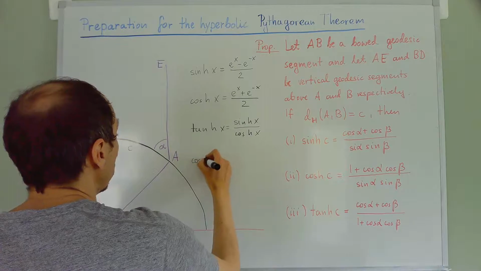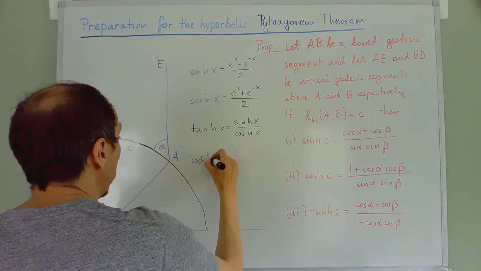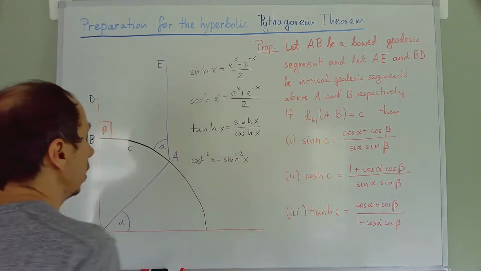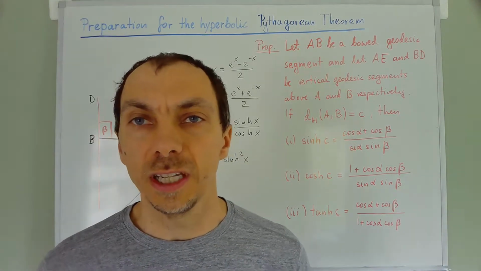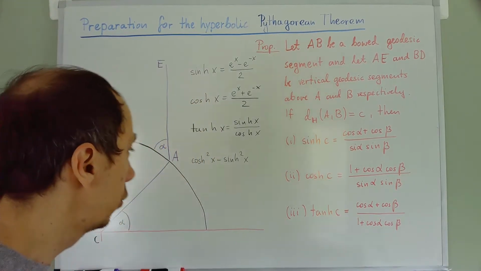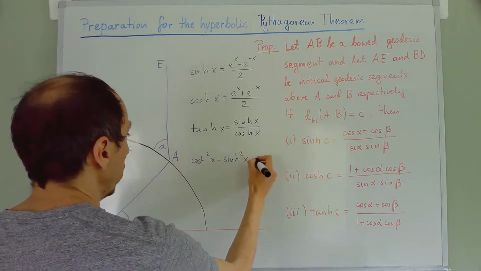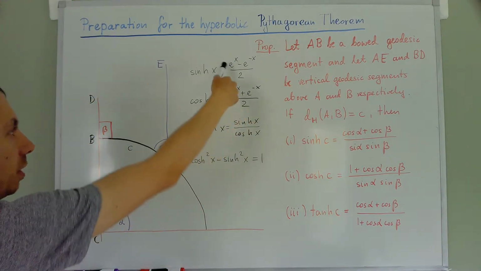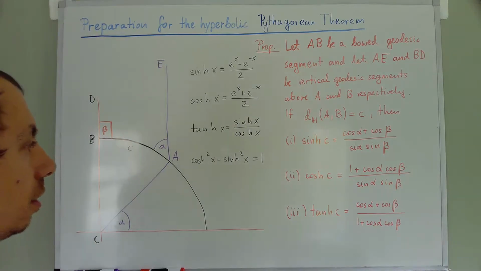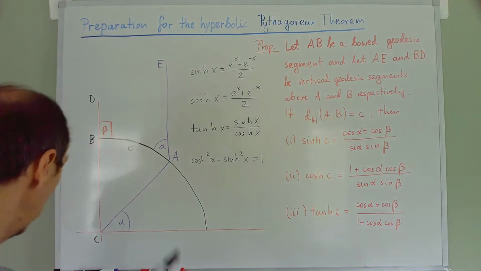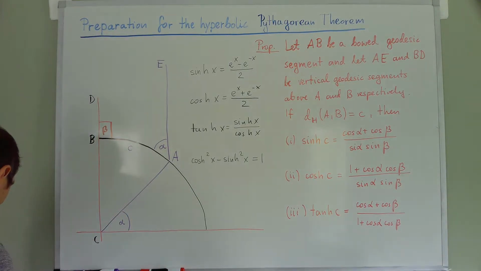you take cosh squared x and subtract sinh squared x. Remember the formula for the standard trigonometric functions is cosine squared plus sine squared is equal to 1. So cosh squared minus sinh squared is equal to 1. All right, that's a very easy calculation. Just square this, square that, cancel like terms, and you get this formula here.